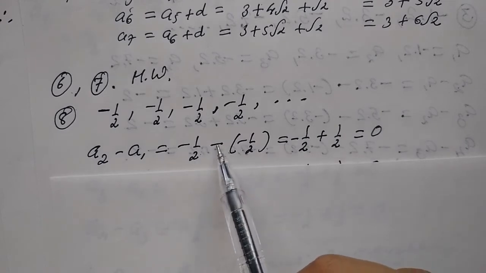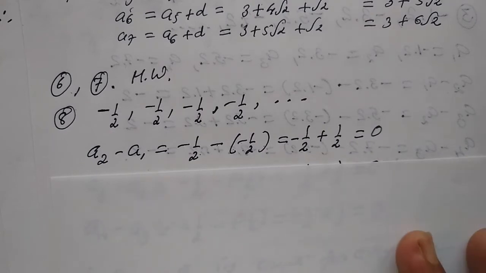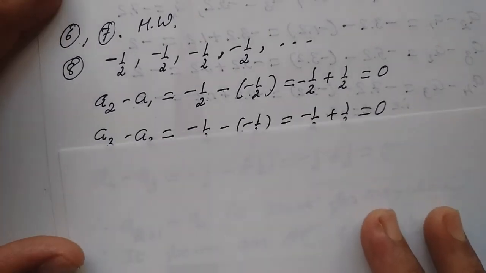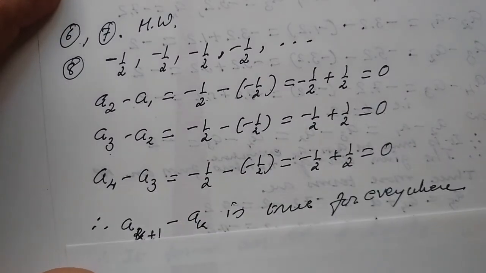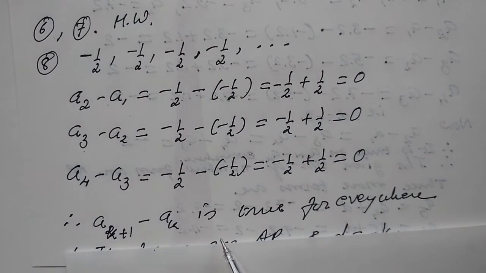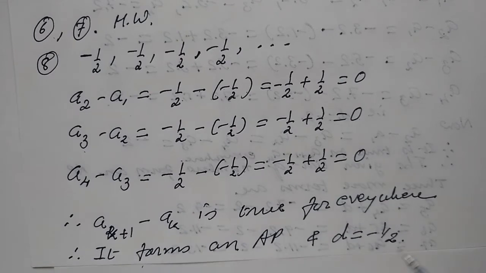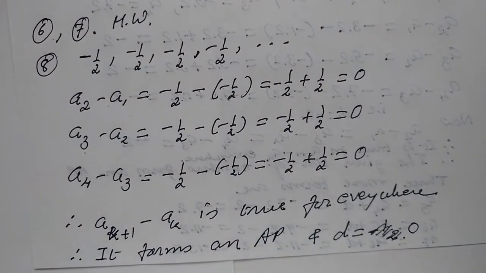Let us understand. First step, A2 minus A1, minus half, minus sign, minus half, minus minus plus, equal to 0. A2 minus A1 you can understand very well. So similarly same steps you have to write for A3 minus A2, A4 minus A3, children. Here 0, 0. Meaning is what? AK plus 1 minus AK is true for everywhere, and it forms an AP, and D is equal to 0, not half, children. It is 0. Okay.